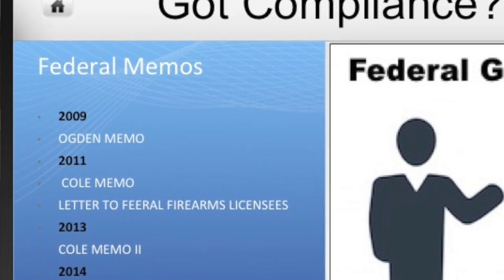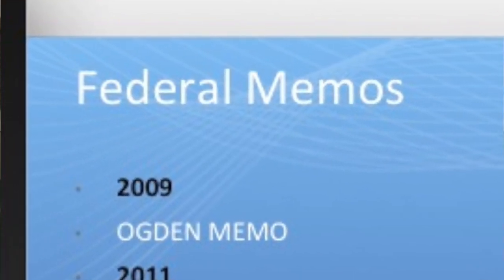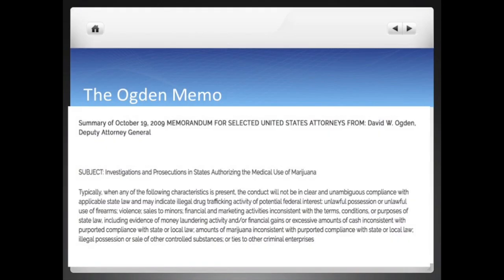Here are the basics. In 2009, federal guidance was offered by the Department of Justice in what is now known as the Ogden Memo. The summary of October 19, 2009 Memorandum for Selected United States Attorneys from David W. Ogden, Deputy Attorney General. The subject: investigations and prosecutions in states authorizing the medical use of marijuana. Typically, when any of the following characteristics is present, the conduct will not be in clear and unambiguous compliance with applicable state laws and may indicate illegal drug trafficking activity or potential federal interest.